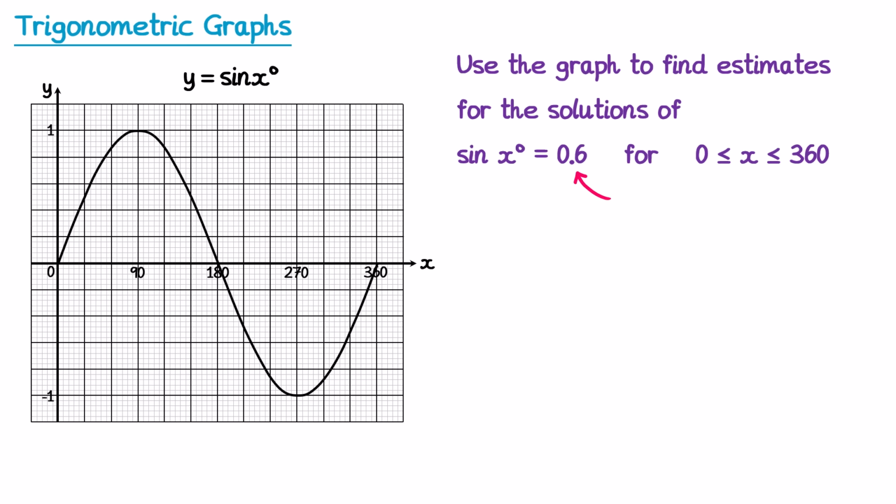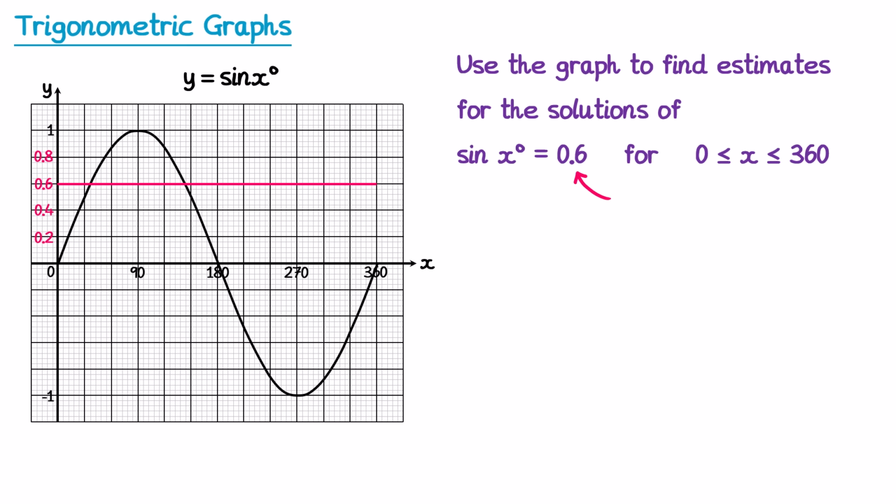At the minute, we can't see 0.6 on the y-axis, so we're going to mark on the scale. Going between 0 and 1, there are 5 squares, so each square must be worth 0.2. So it goes 0.2, 0.4, 0.6, 0.8. So we now know where 0.6 is. If we draw a horizontal line at 0.6, we can see it crosses the graph of sin x in two places. These two places represent the solutions to that equation.